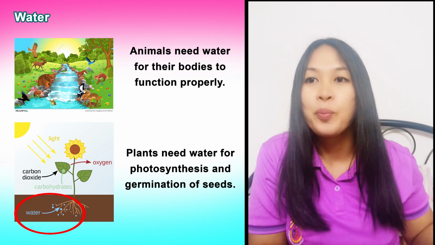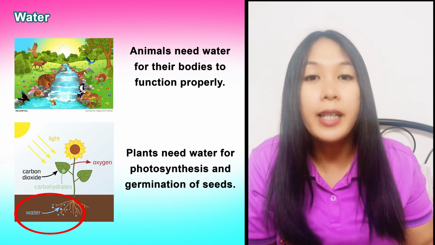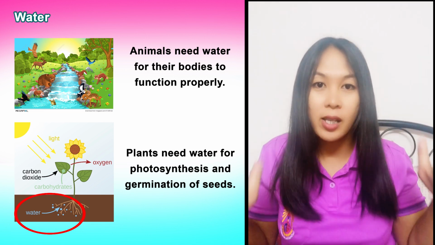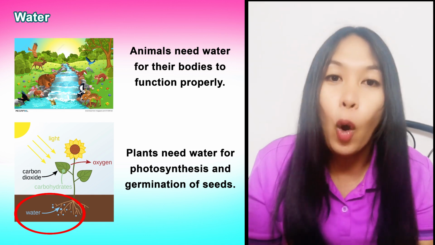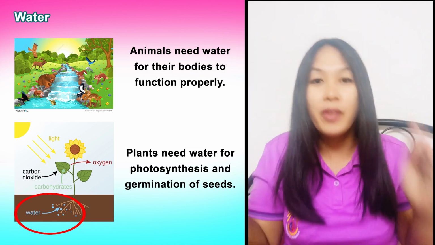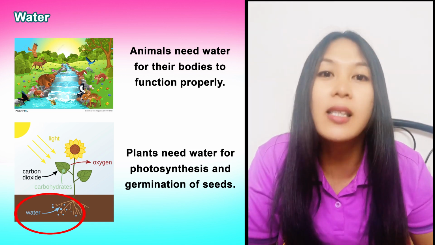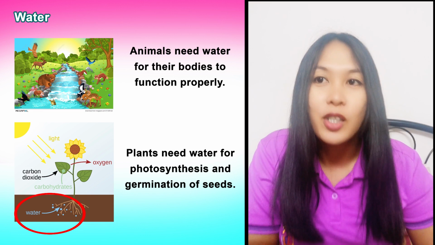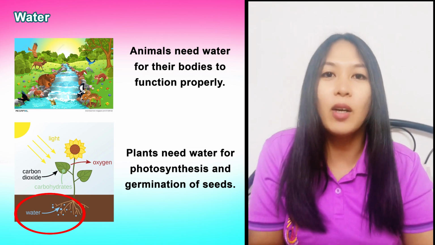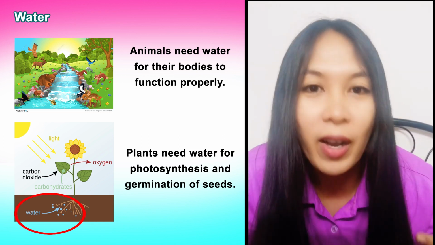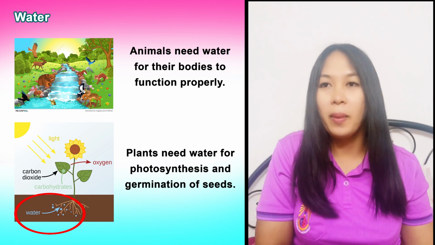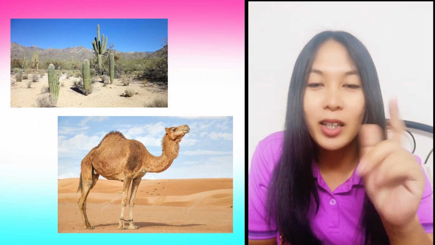Now, plants on the other hand need water for photosynthesis. Now, photosynthesis is the process wherein plants make their own food. One of the key elements for them to make their own food is water. Okay, so water is the first non-living thing that we need in order to survive.